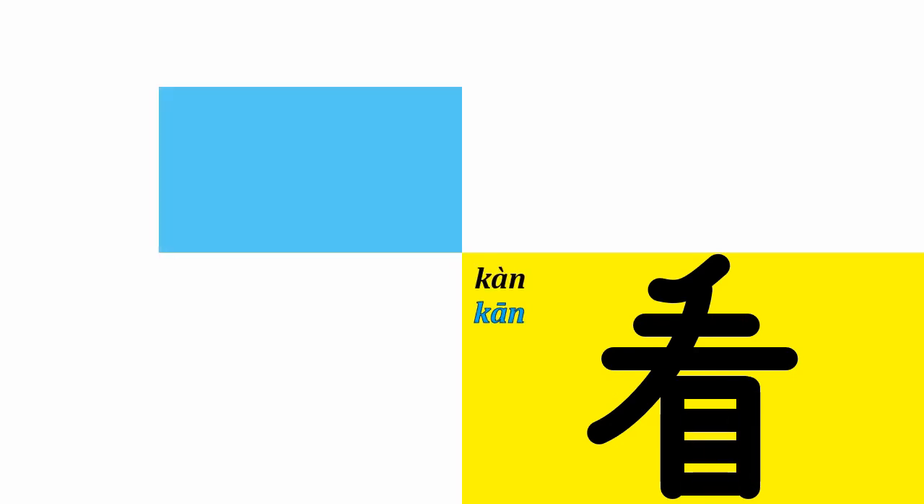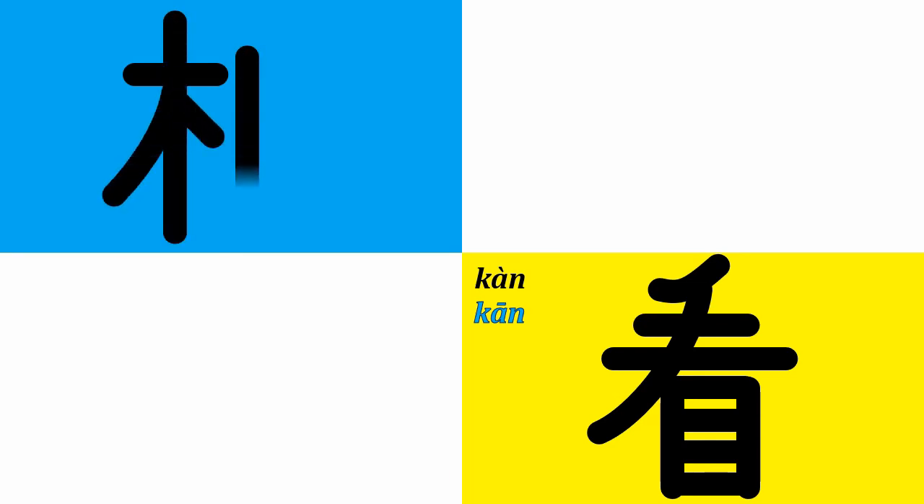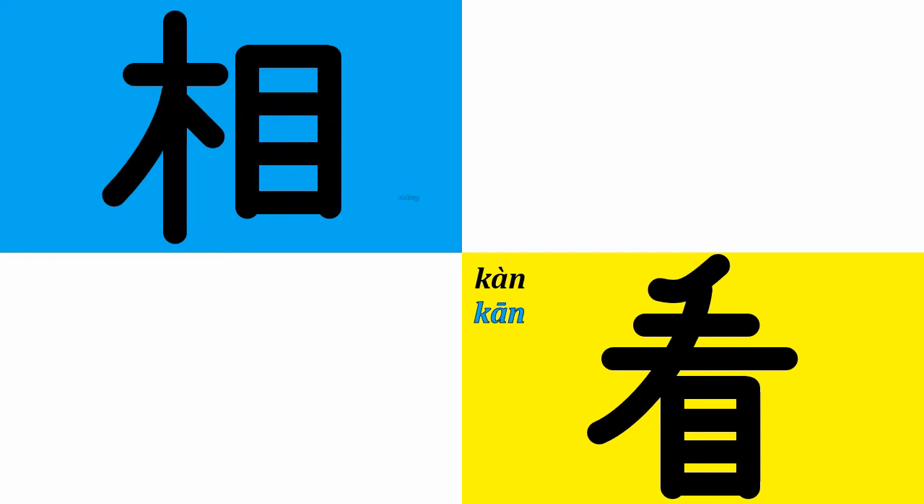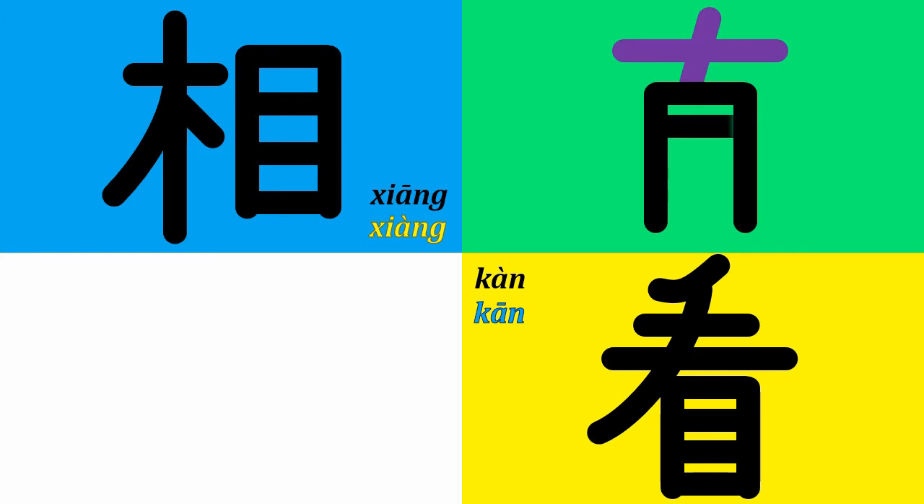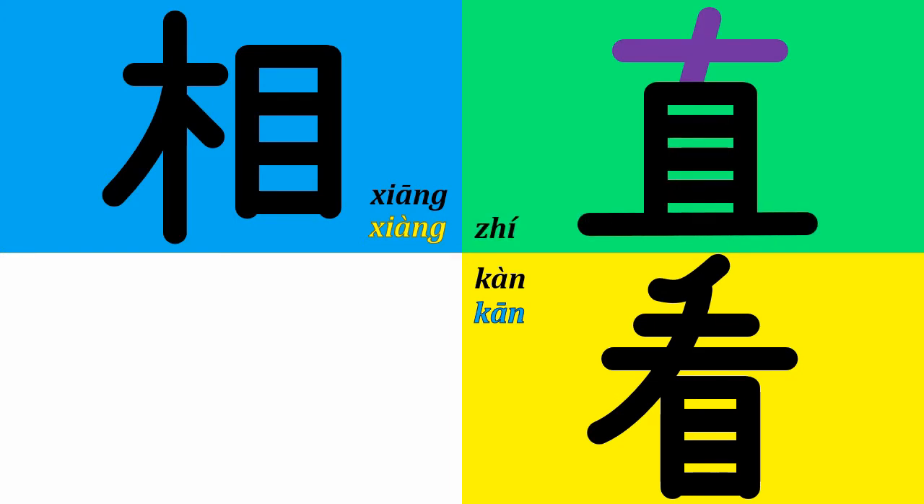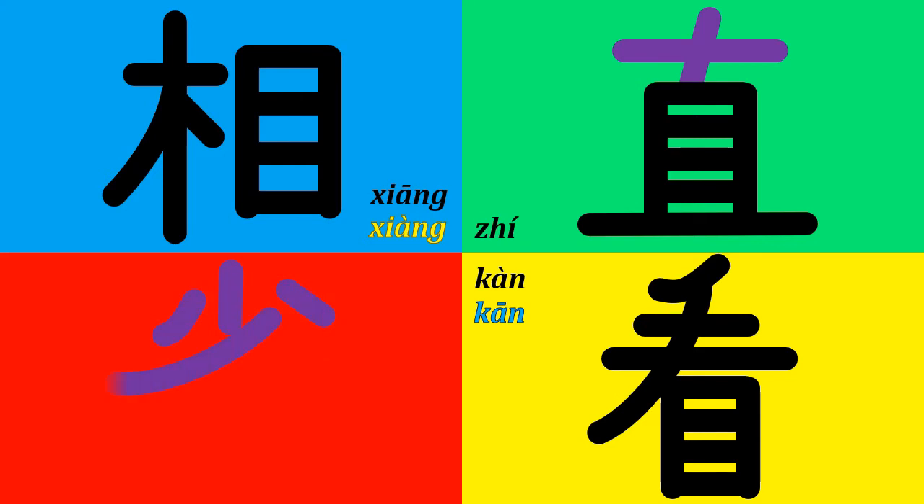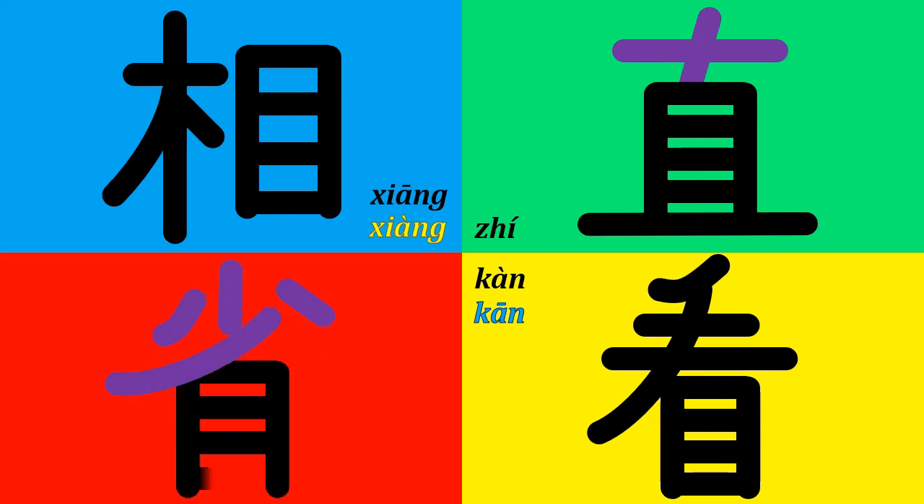Mu. Kan. Xiang. Zhi. And sheng. The following chart shows how these characters would appear in printed form.